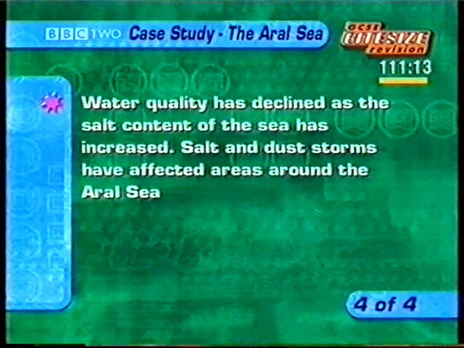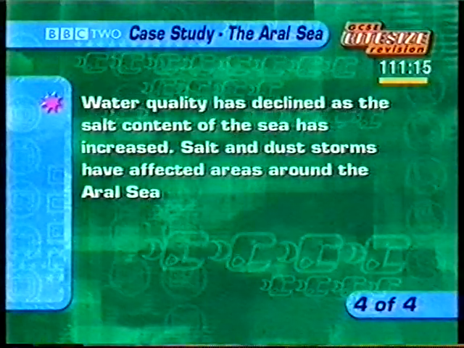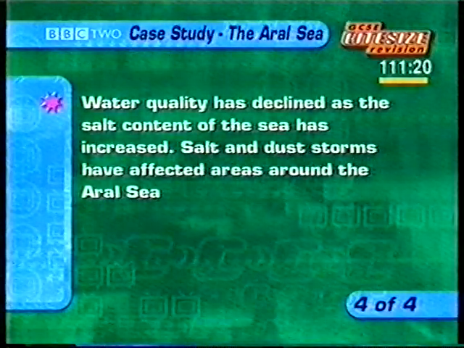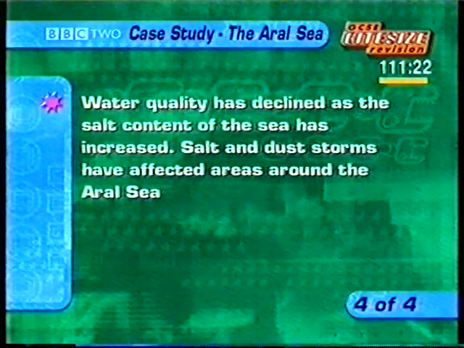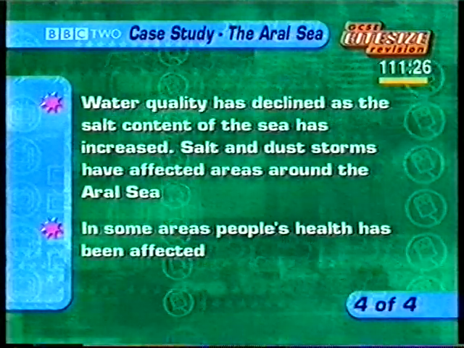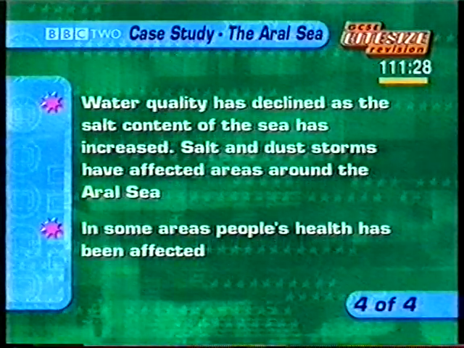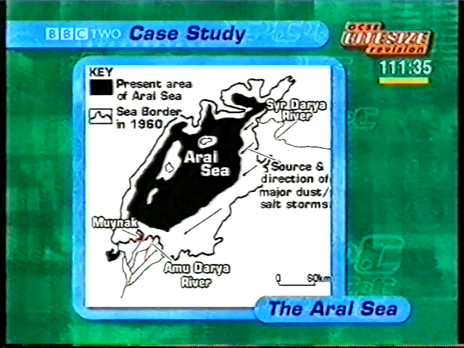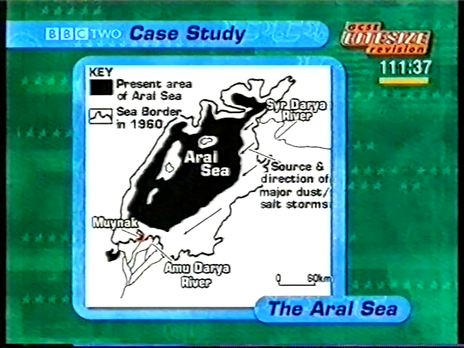Water quality has declined as the salt content of the sea has increased. Salt and dust storms have affected areas around the Aral Sea. In some areas, people's health has been affected. This map shows how the Aral Sea has shrunk as a result of irrigation.